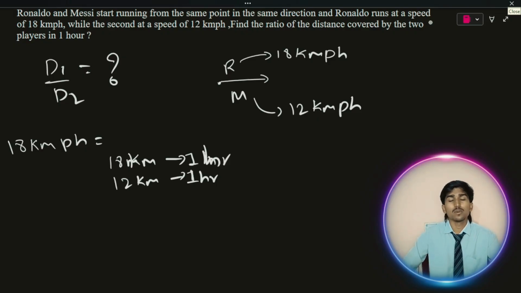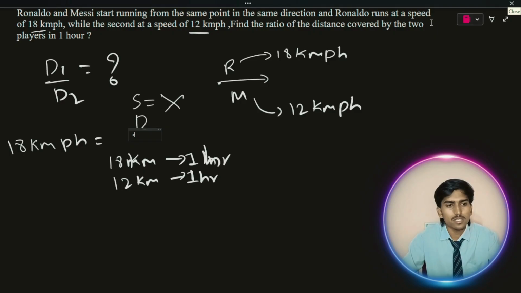Find the ratio of the distance covered by the two players in 1 hour. What I told you right now, up to now, you should apply that concept. I told you to find which one is constant here. Speed is not constant because Ronaldo is running at 18 kilometers and Messi is running at 12 kilometers. So this is not constant because it is not the same. Both are different. Okay, let's come to the distance. Distance is also not the same, because why?